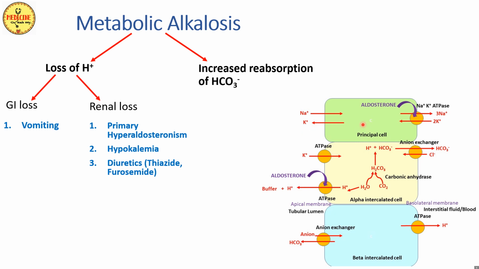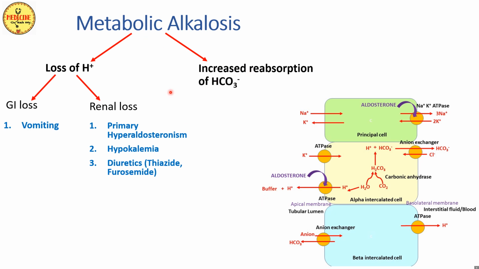And the second mechanism would be diuretics will lead to volume contraction of your vascular compartments. As a result of that, the renin-aldosterone mechanism gets activated and this aldosterone is secreted. It will result in positive influence of the ATPase, leading to more hydrogen ion secretion.